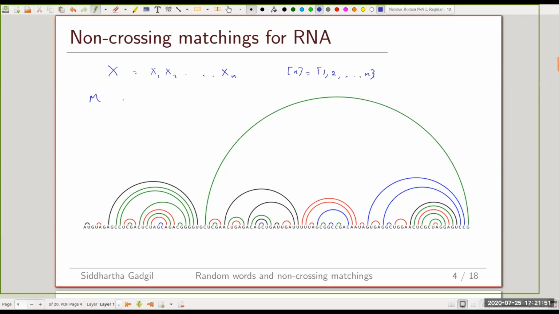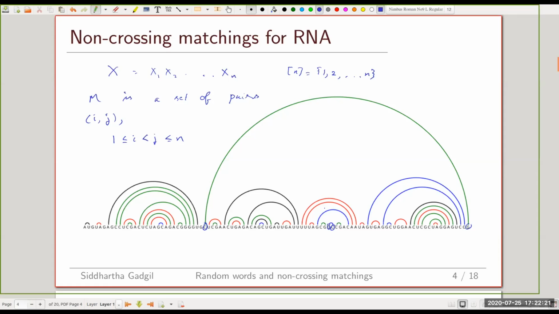So M is a subset, a set of pairs (i, j), where 1 ≤ i < j ≤ N. This is the formal way of saying matching means I decide that this C here is matched to this G here. This G here is matched to the C that sits next to it, etc., etc.